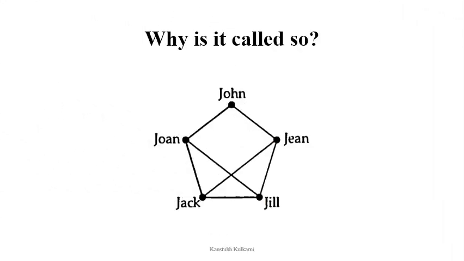Now, why is it called so? Let's say in this graph, the vertices represent people, and we draw an edge between the vertices whenever the corresponding people have shaken hands. For example, John and Joan have shaken hands, John and Jean have shaken hands, but John and Jill have not shaken hands. They did not have a handshake. So there is no edge between John and Jill. With this interpretation, the number of edges represents the total number of handshakes.